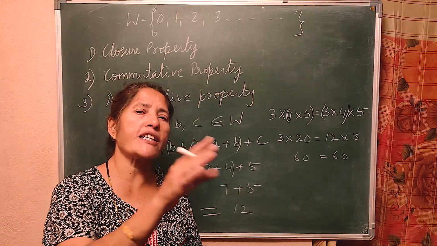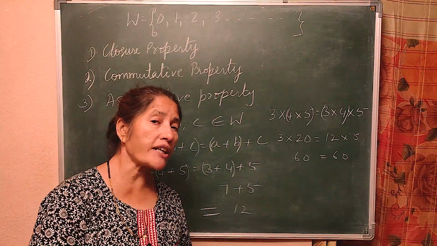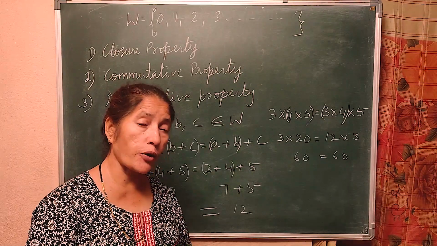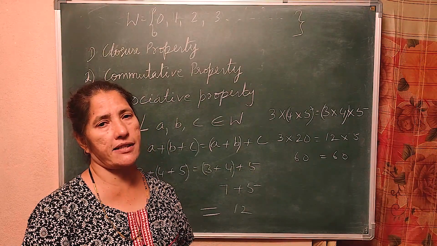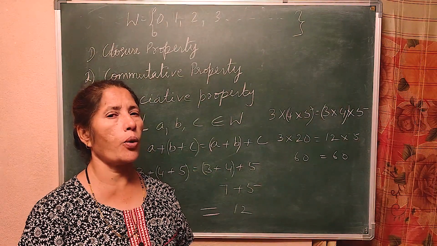2 plus what is 2? 2 plus 0 is 2. 5 plus what is 5? 5 plus 0 is 5. Then 0 is called additive identity. What is additive identity? 0.